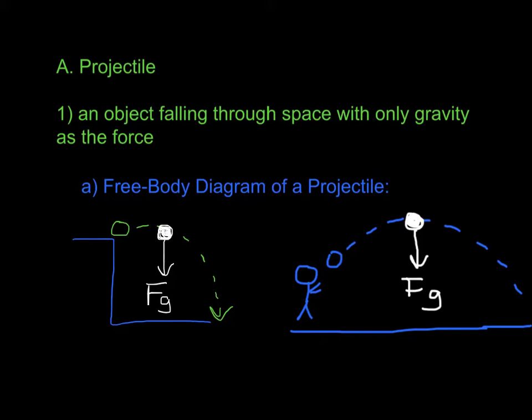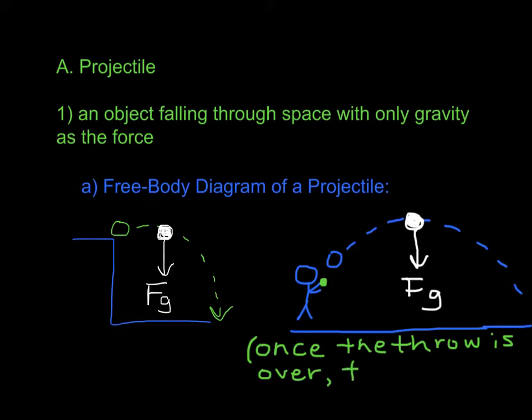Let's make a note by the baseball picture that there is a force between the ball and your hand when those two things are in contact. But once the throw is over, once the ball leaves your hand, whatever force being applied by your hand is gone.